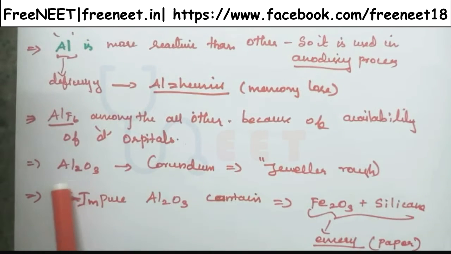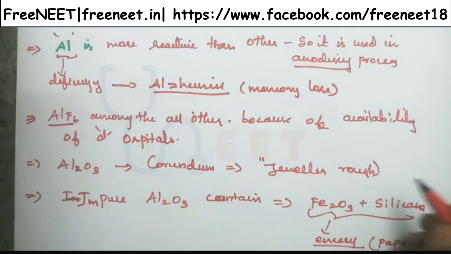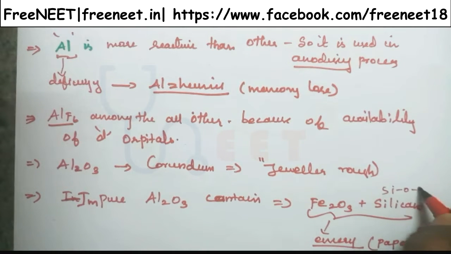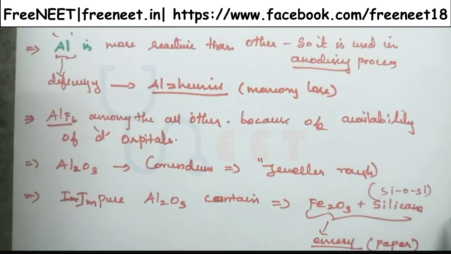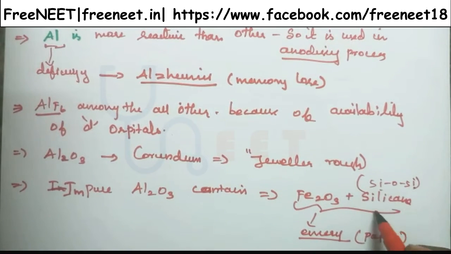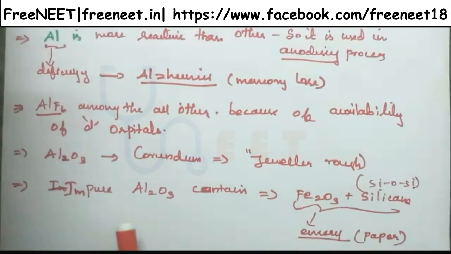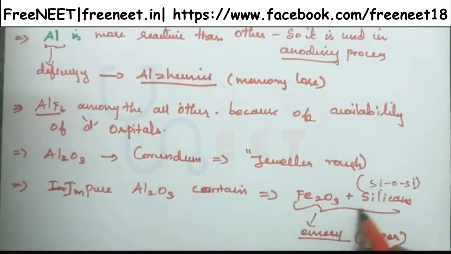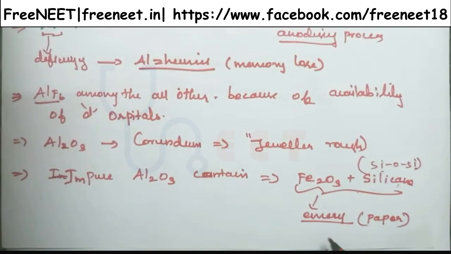Aluminium oxide is also named corundum, which is used to make jewellery and as a rough abrasive. Impure aluminium oxide also contains ferric oxide and silicon dioxide, SiO2. Impure aluminium oxide contains ferric oxide as well as silica. This mixture is also called emery, which is used to produce abrasive paper.